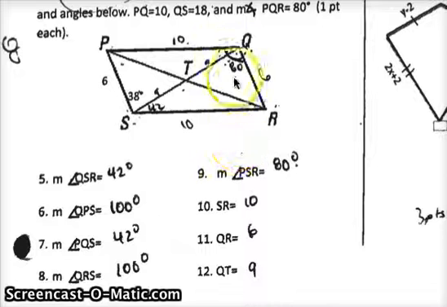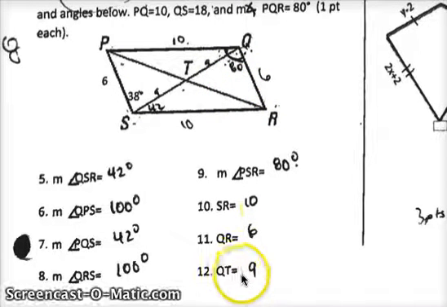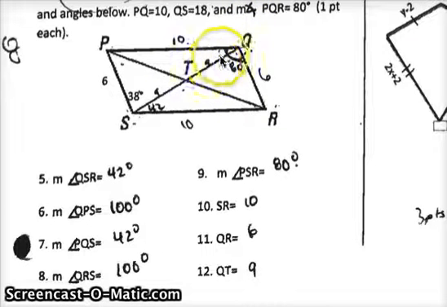Question number 8, QRS. Again, same thing. If this is 80, this has to be 100 because of consecutive interior angles. Question number 9, PSR. Opposite angles are congruent. This big angle, or add those 2 together, you get 80 degrees. SR. Opposite sides of a parallelogram are congruent, so that's 10. QR. Same thing, opposite sides are congruent. And question number 12, it says QT. So notice how that is only half of the segment. So half of that diagonal would be 9. We know that because diagonals bisect.